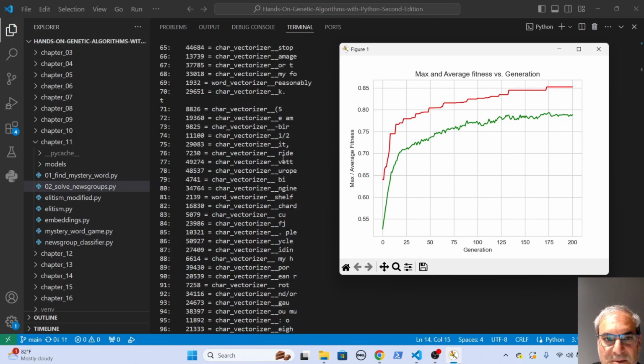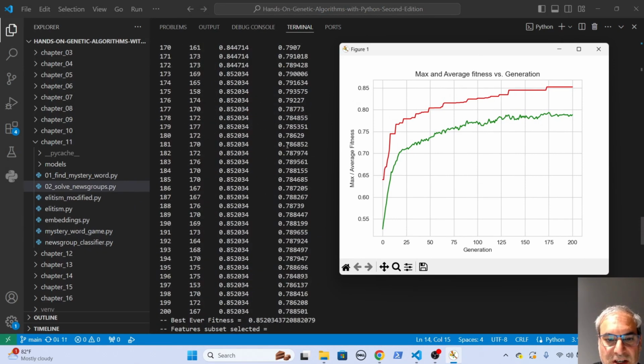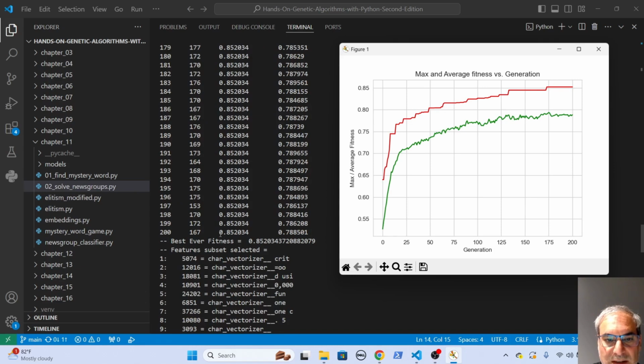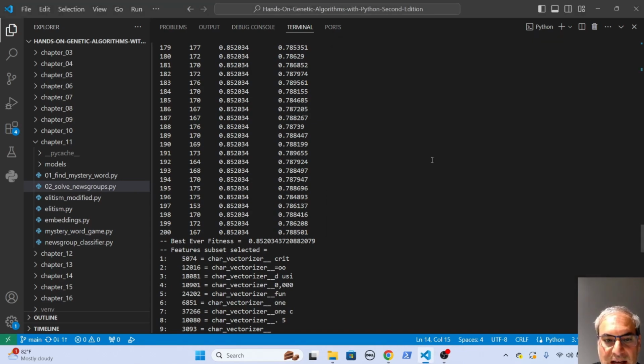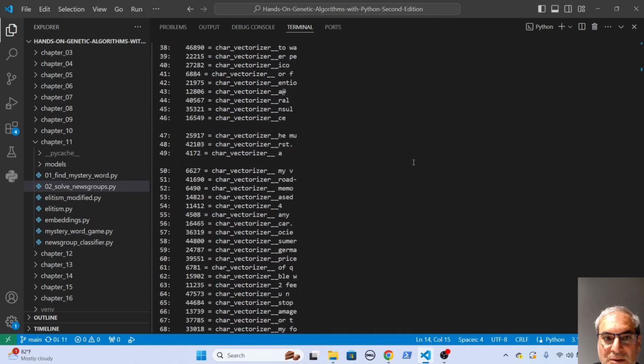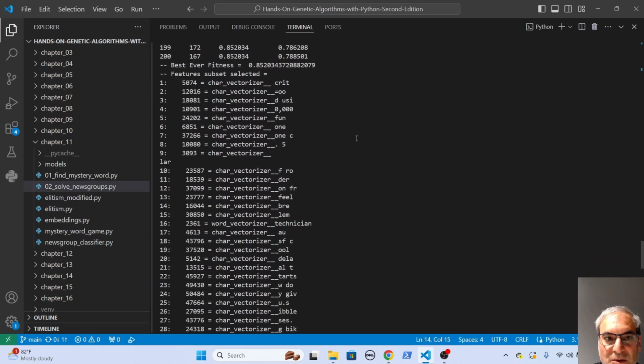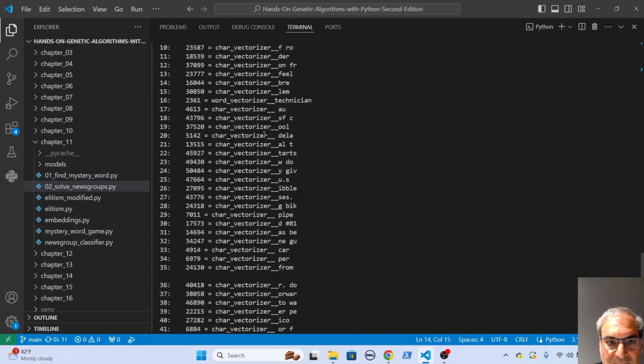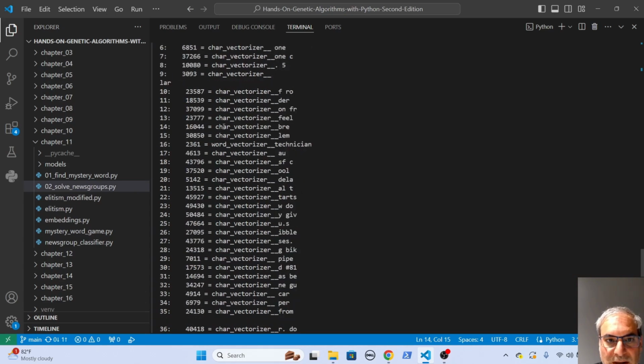So this is over after 200 generations, and we can see that we got to an 85% success or accuracy. And these are the 100 n-grams that were chosen, and it shows you here if it was a character, and so it would be these 4 characters, these 2 characters, and sometimes you will see that there is a word there. For example, here it's a whole word, and the word is technician.